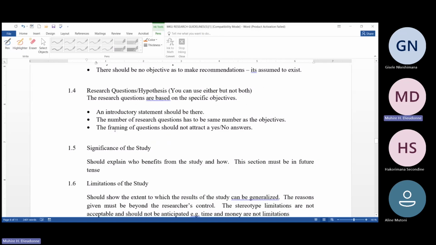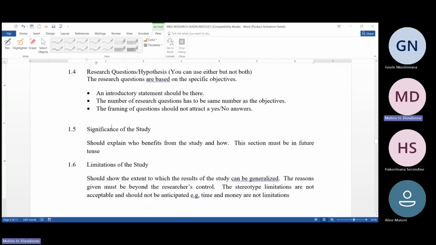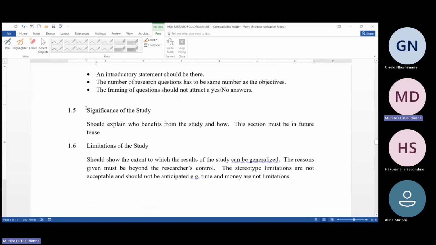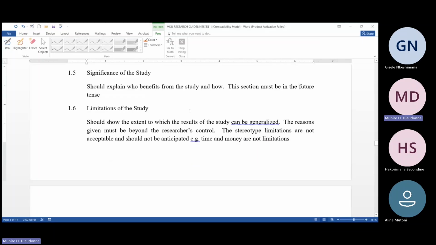So research questions and hypothesis must go with research objectives. So here I will not talk much. Then significance of the study. Significance of the study is to show clearly what will be the importance of your study in the future. What will be the benefit of your study in the future. So it should always remain in future tense. Then a limitation of the study.